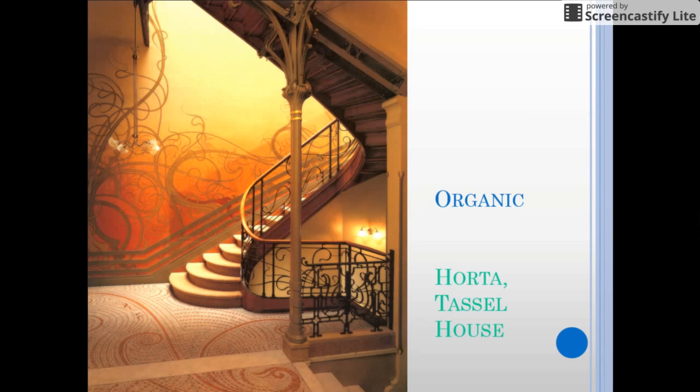And organic shapes are basically the opposite of geometric in the sense that they're free and they follow the rules of nature, in the sense of biomorphic nature, living nature, growing nature. So one of my favorite examples of organic shapes is the interior of the Tassel House, which was created by Victor Horta as the architect and designer of the space. So this is an Art Nouveau building.